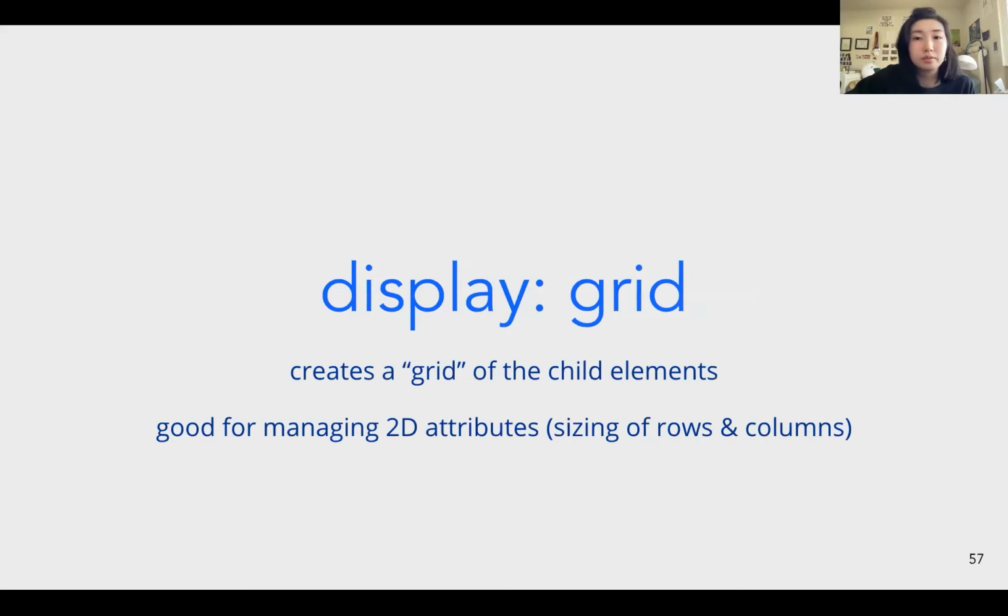So the other way to put boxes side by side, which we went over in workshop 1 with the snake game, is display grid. This basically creates a grid of the child elements, and it's pretty similar to Flexbox, except that it lets you also adjust 2D attributes. In Flexbox, you can adjust the axis along which the elements are displayed, and you can adjust the width and things like that. And for grid, you can also adjust row height and things like that.